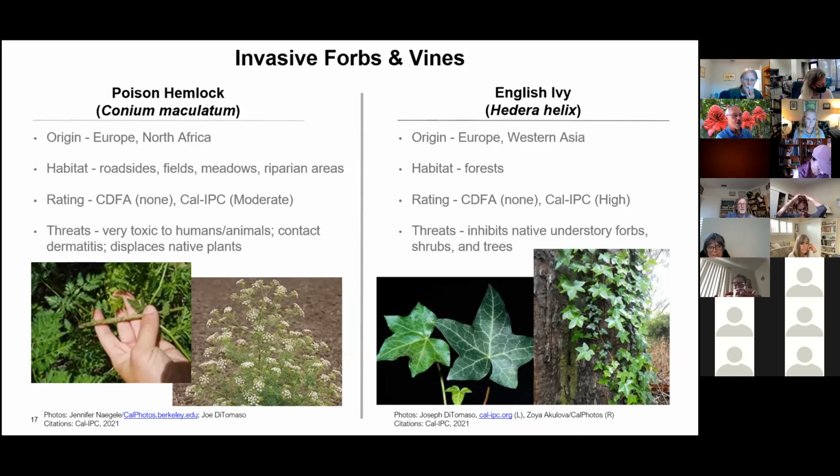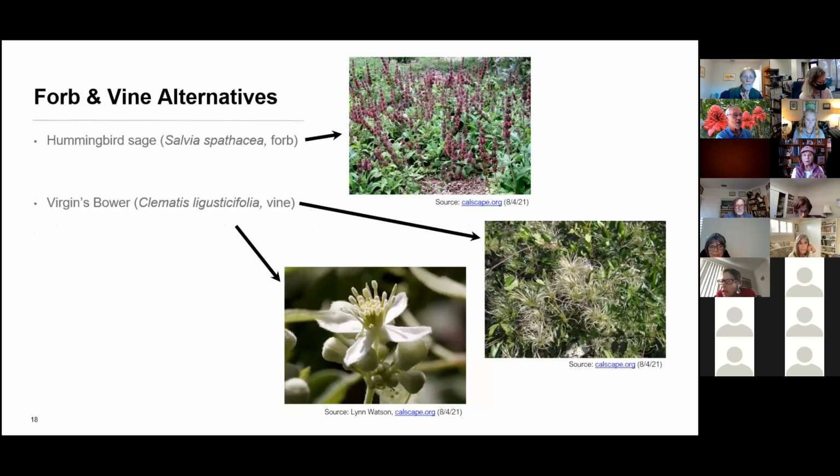And invasive forbs and vines, I included poison hemlock here, which I don't know anybody's going to plant in their garden, but it will grow naturally because it's so common in disturbed areas. And I want people to be aware that it's toxic. So you really want to avoid that, avoid having disturbed areas and avoid that plant. English ivy is another common in forested areas. And some beautiful alternatives, in my opinion, are Virginia's bower and hummingbird sage.